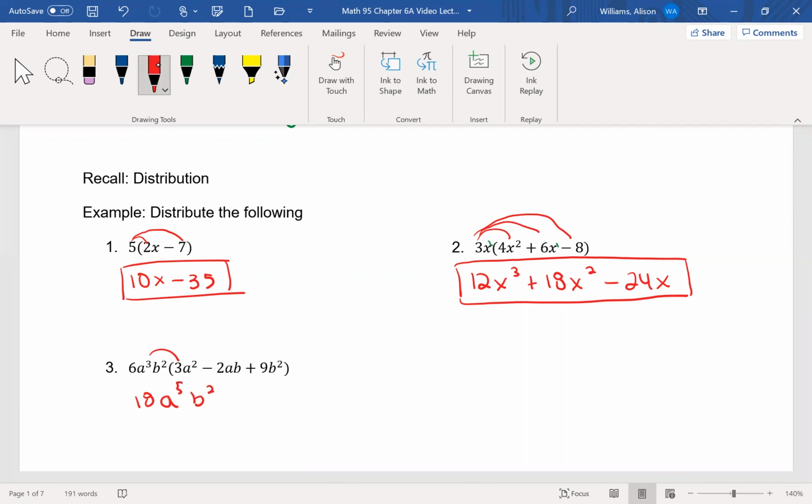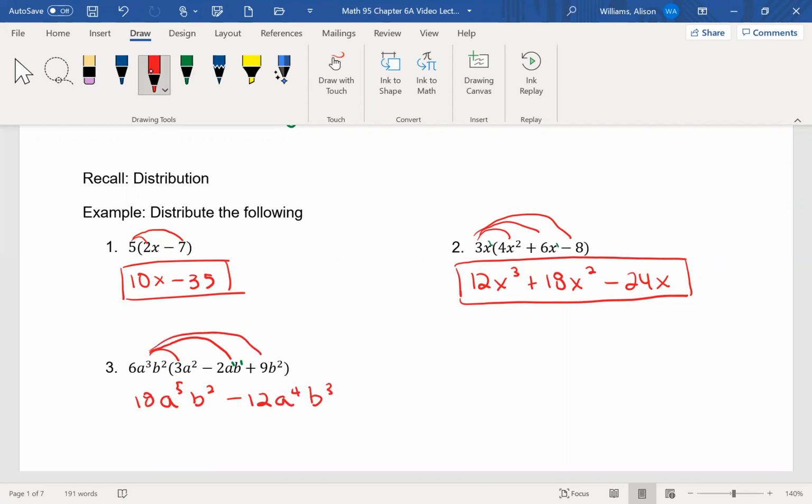All right, so let's multiply it now by the second term here. So 6 times 2 is negative 12. All right, so on both that a and b, there are little exponents of 1 sitting there. So when I multiply the a's, I get a to the 4th when I add 3 and 1. And for the b's, I get b cubed when I add 2 and 1.